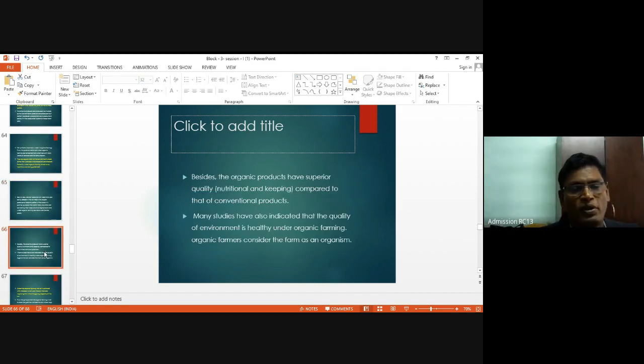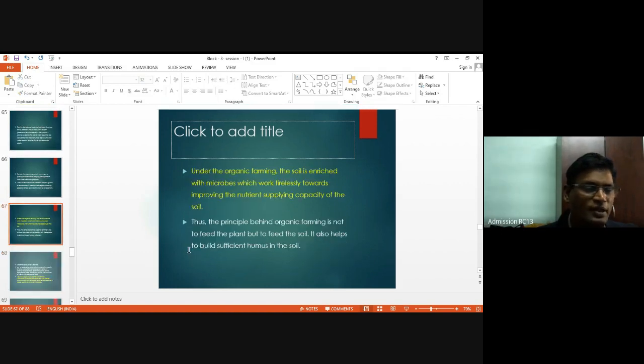Besides, organic products have superior quality, nutritional value and keeping quality compared to conventional products. So organic products have superior quality with respect to the non-use of chemicals and other values of the product. Many studies have also indicated that the quality of the environment is healthy under organic farming. Organic farmers consider themselves as farmers and organisms, right?